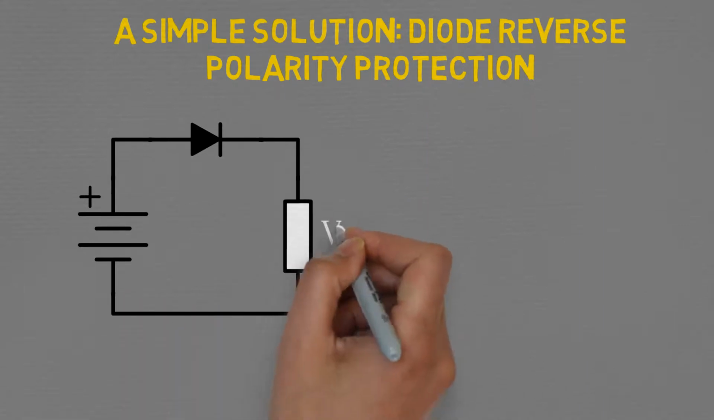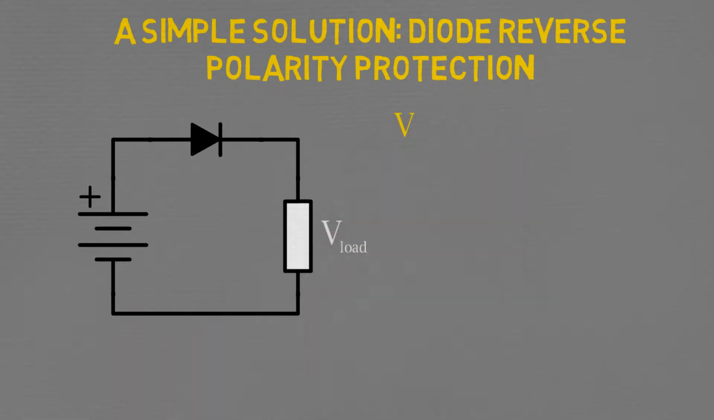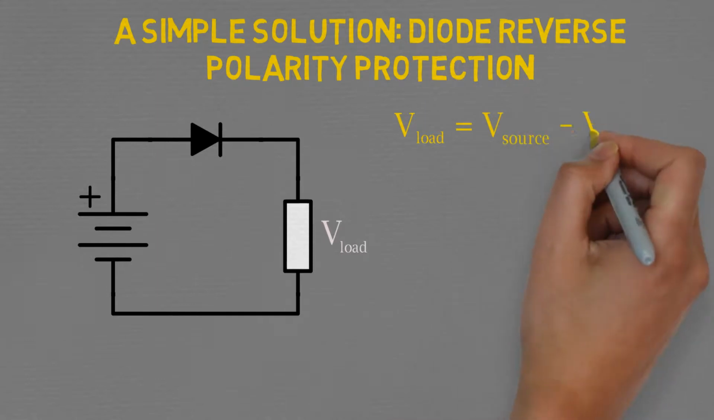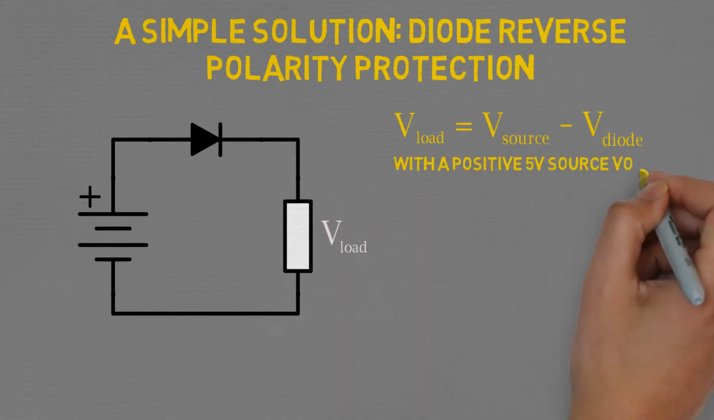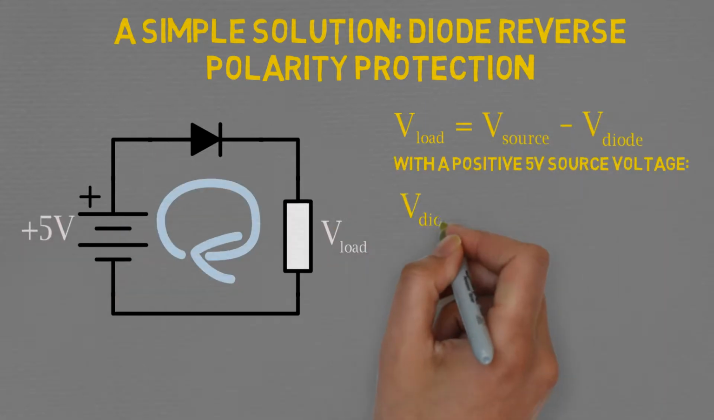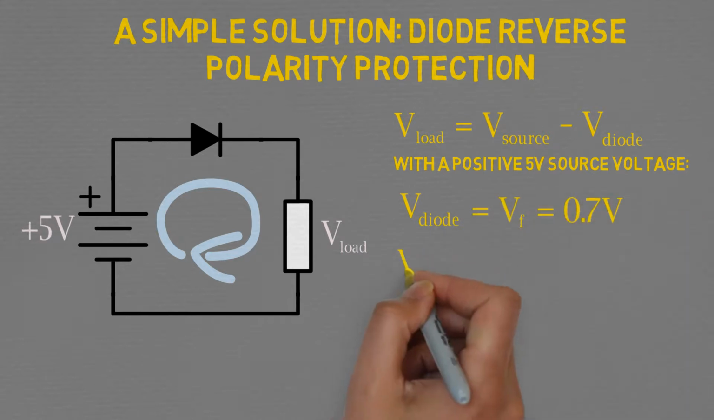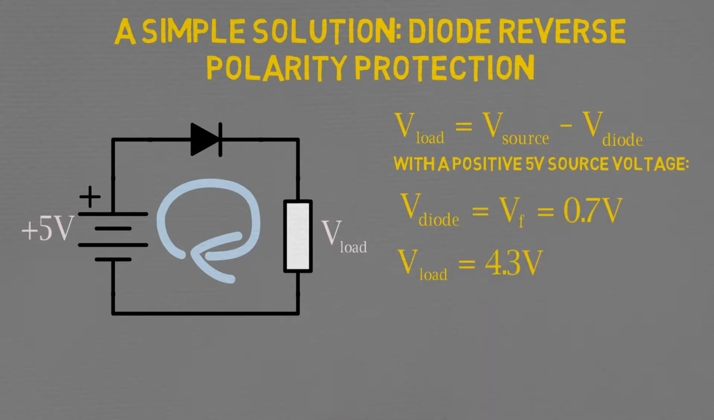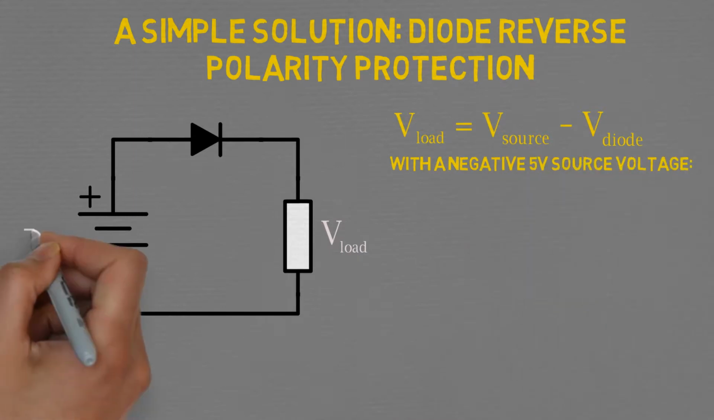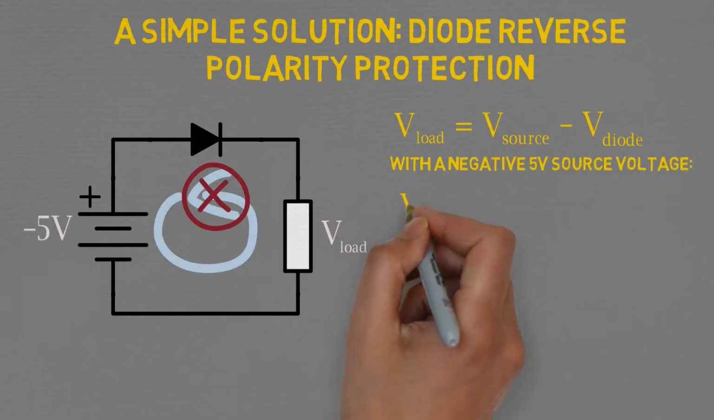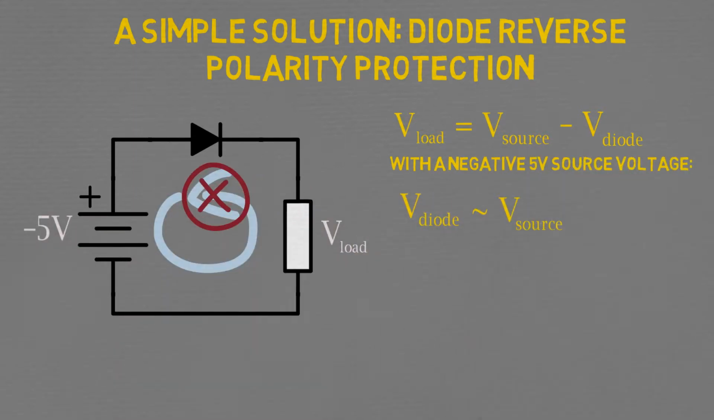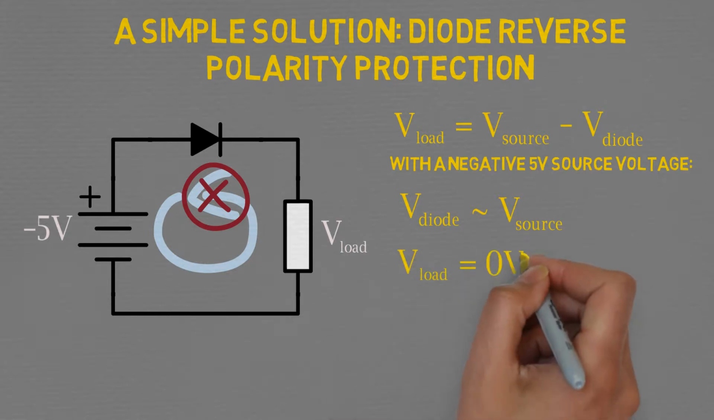It simply consists of a diode in series with your load. Your load voltage will be equal to the source voltage minus the diode voltage. For example, if your source voltage is 5 volts and the silicon diode's forward voltage is roughly 0.7 volts, the load voltage would be 4.3 volts. With a negative 5 volt source voltage, the silicon diode blocks the current, making its reverse voltage match the source voltage, and so there is effectively no voltage across the load, preventing damage to our electronics.